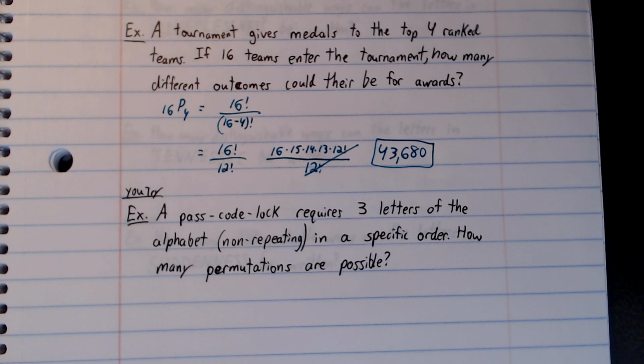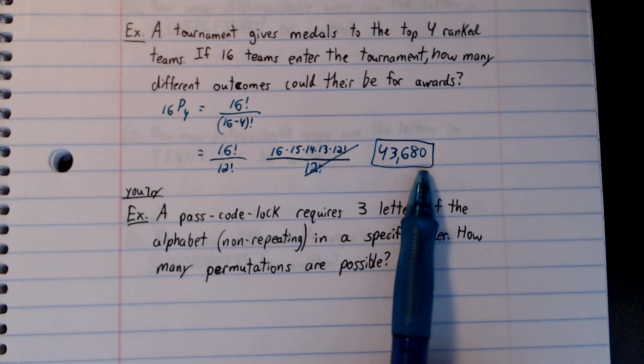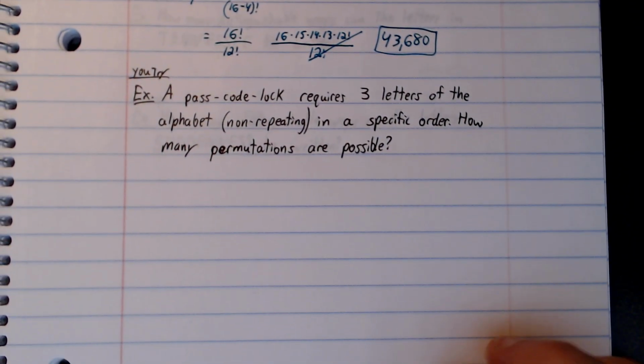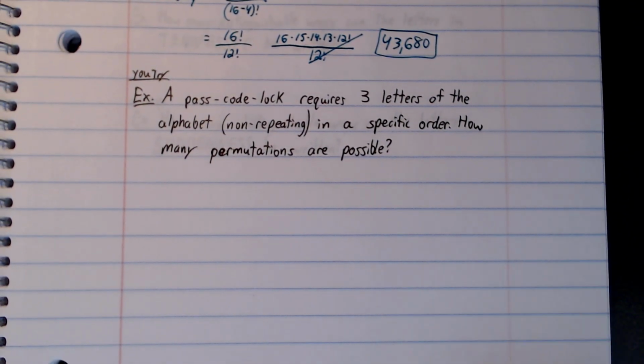All right, so if you watch that tournament and it turns out that Central is the first place team, and then, I don't know, Shea is second place, and Mount Hope is third place, that's only one possible combination out of 43,680 outcomes. Pretty cool. So you're going to try this one right now. Pause the video and resume it when you're ready to check.